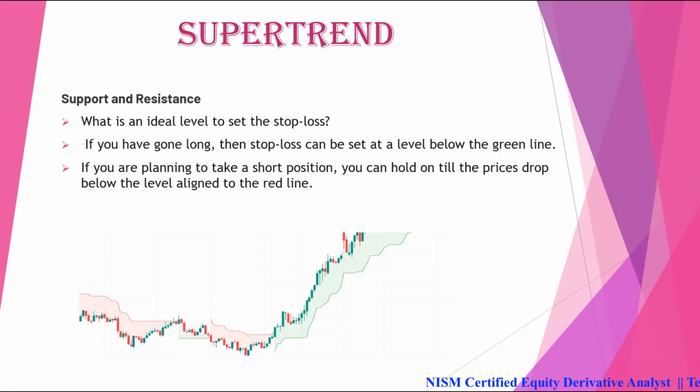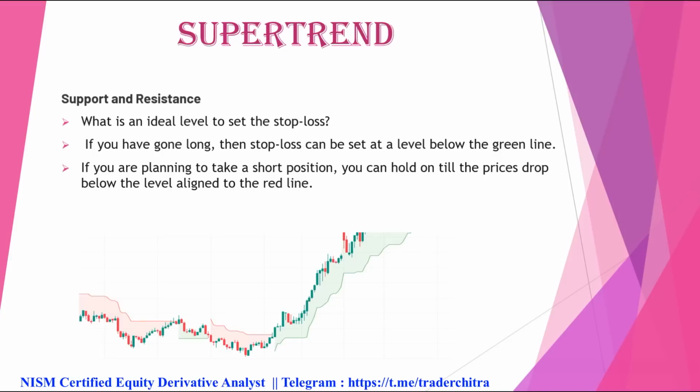So when we use the SuperTrend, it will be plotting the support and resistance levels. So it will be easy for us to understand what will be the stop loss, what will be the resistance level and what will be the support. What is an ideal level to set the stop loss? If you have gone long, or if you are on a long trade, the stop loss can be set at the level below the green line.